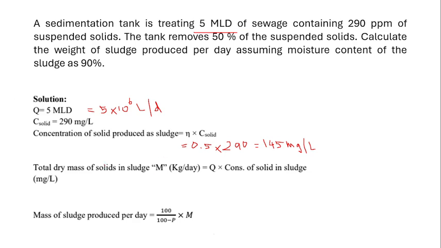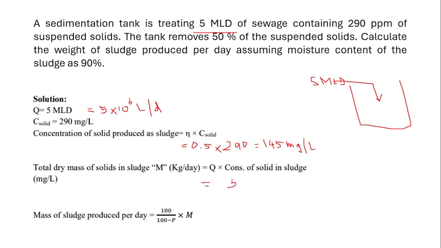Now, what we need to find is the total dry mass of the solid in the sludge. For that, this is the concentration: for every 290 ppm, 50% is removed. It is given. But the capacity occupied in the sedimentation tank is the incoming wastewater, which is 5 MLD. So 5 million liters are treated in a day. For this much capacity, we need to calculate the total amount of the solids in the sludge. So we have to multiply the flow rate with it.